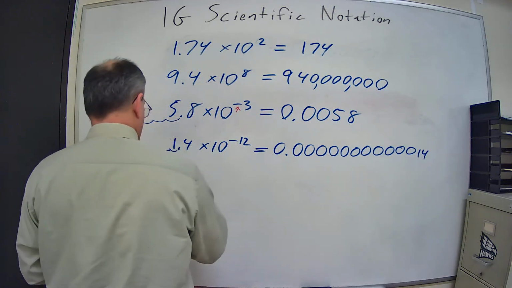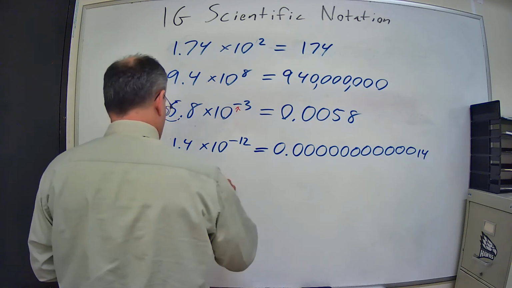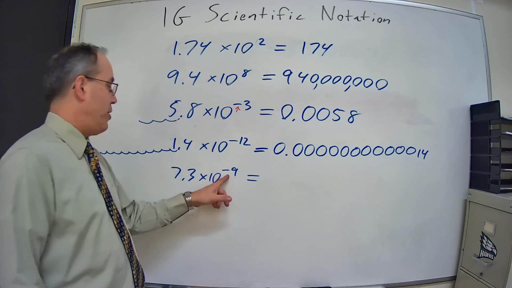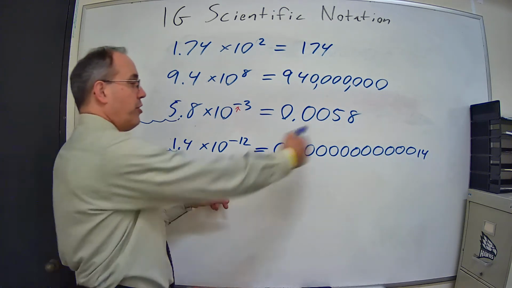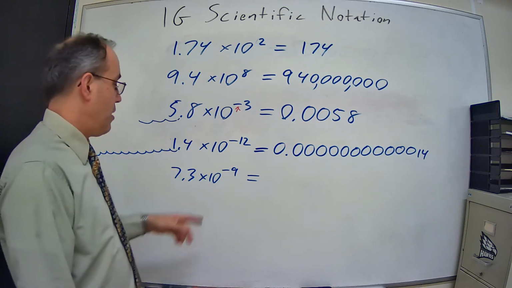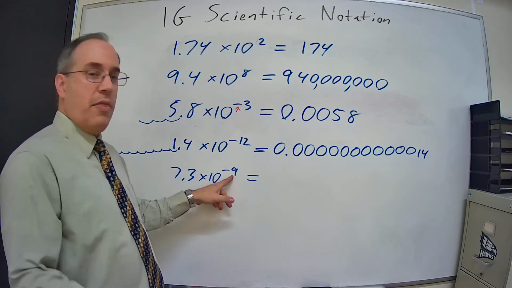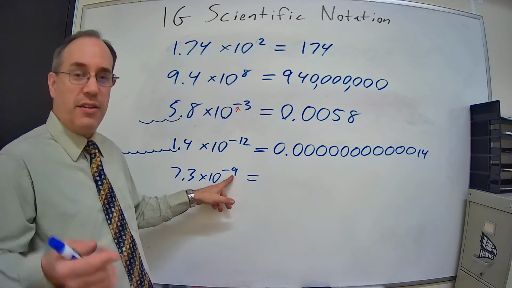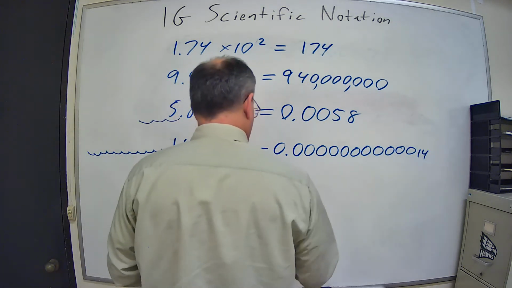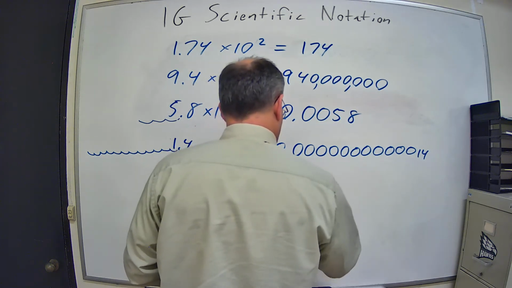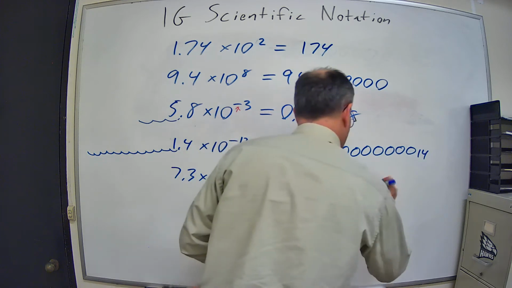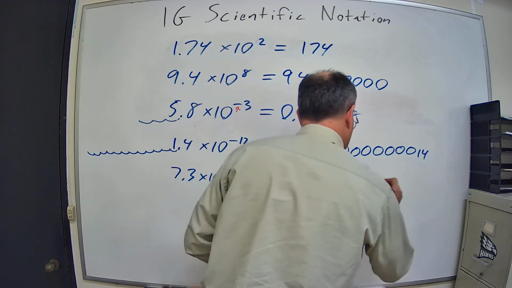Such as 7.3 times 10 to the negative 9. I say, well, the negative tells me I'm going to a small number, so I'm going to be moving the decimal point to the left. 9 tells me that I'm going to have 9 minus 1, 8 zeros in front of it. So I have 0 point, 1, 2, 3, 4, 5, 6, 7, 8 zeros. Oh, sorry, then 7, 3.